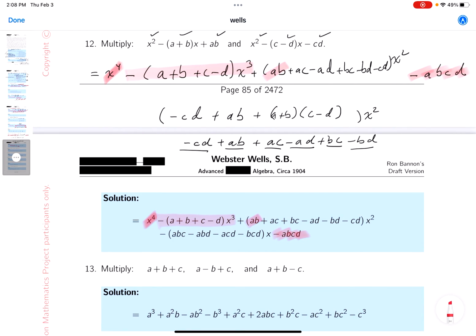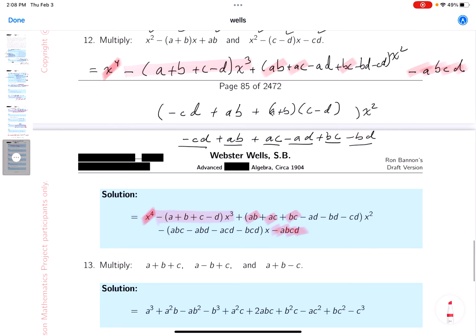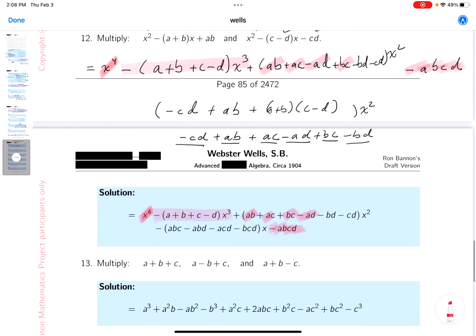AB, AC, let's see, BC, I'm seeing that, minus AD, minus BD, minus CD x squared. Great job, all right? So I'm going to say, yeah, it's really not that bad.